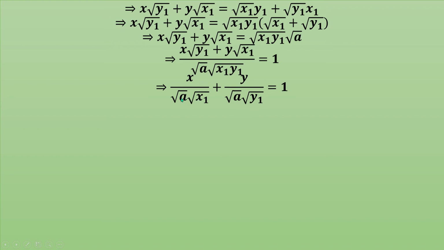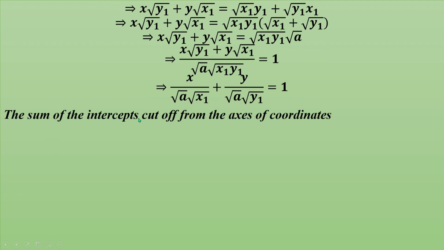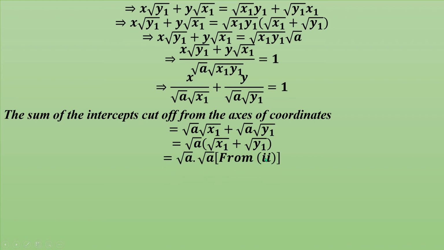This is the intercepting part from x-axis and this is the intercepting part from y-axis. Okay, but we have to prove that sum of these two, that means this plus this, equal to constant. Therefore, sum of the intercept cut off from the axis of coordinates, that means this plus this, we get, take common square root over a, here will be square root over x1 plus square root over y1, but this equal to square root over a from 2, and this equal to, we can write a which is constant, hence proved. Clear?